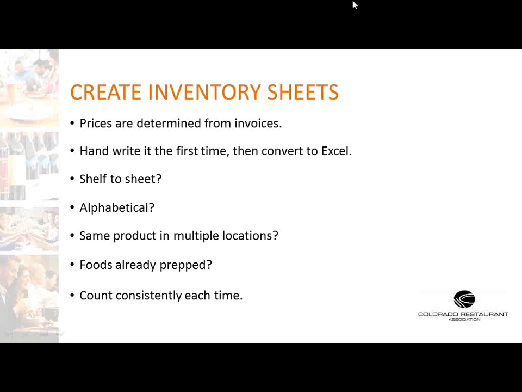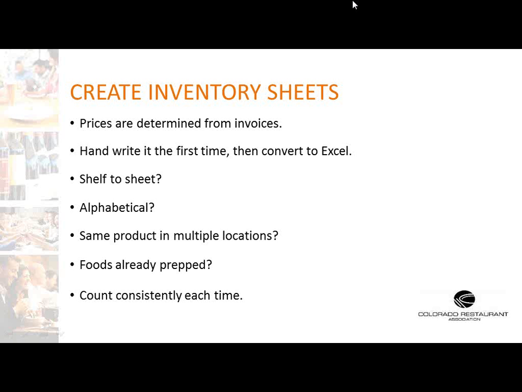Consistency is the key. Same product in multiple locations. So again, now we have steaks in the freezer, steaks in the walk-in, steaks in the reach-in, and maybe we've got steaks on the line in one of those drawers.